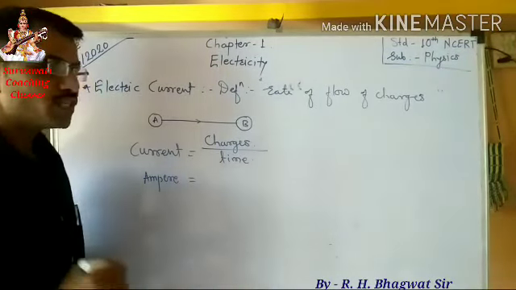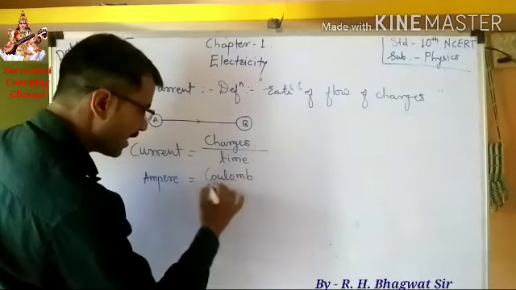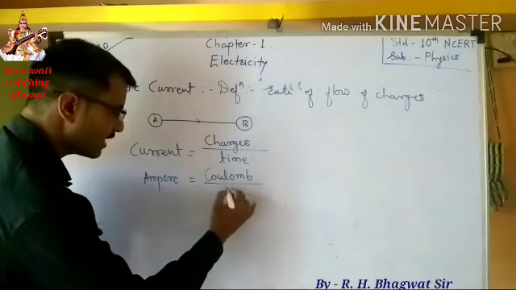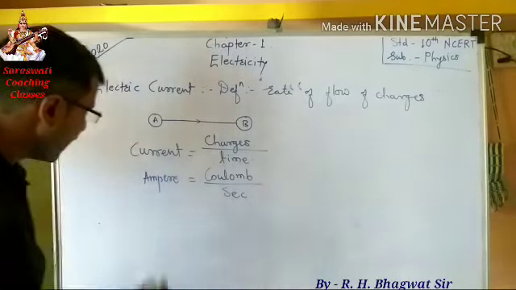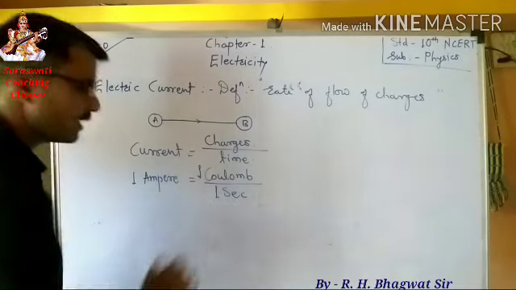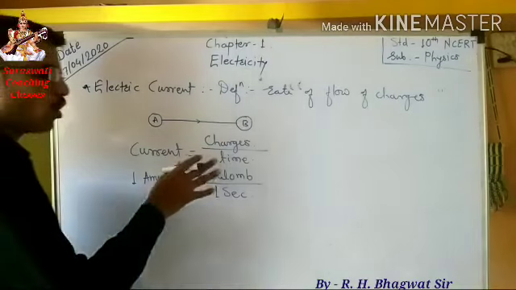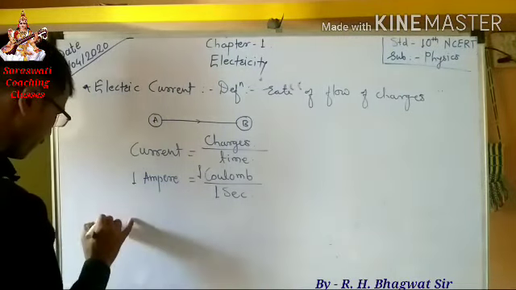The SI unit of charge is coulomb, and the SI unit of time is second. Therefore, from this equation we can write 1 ampere is equal to 1 coulomb divided by 1 second. Therefore, from this formula we can define the 1 ampere electric current.